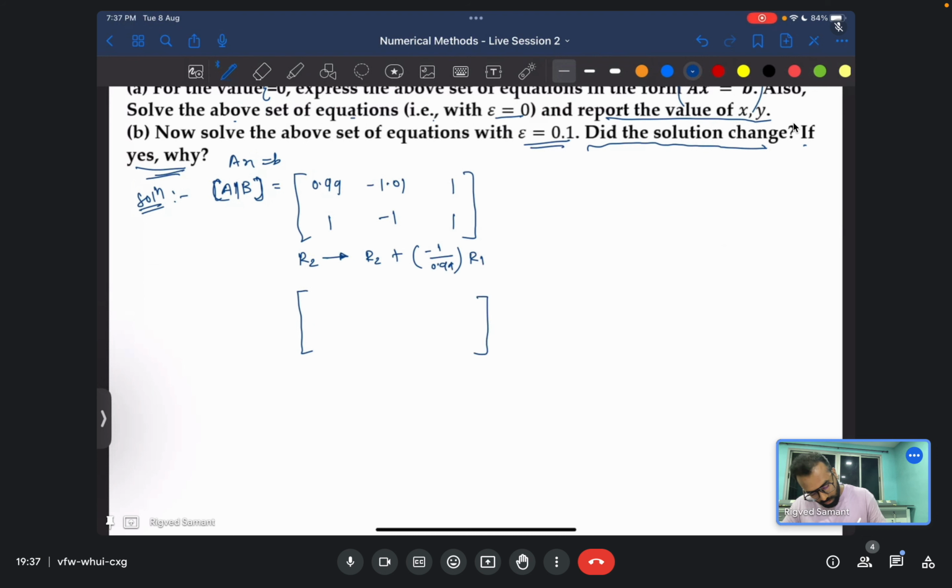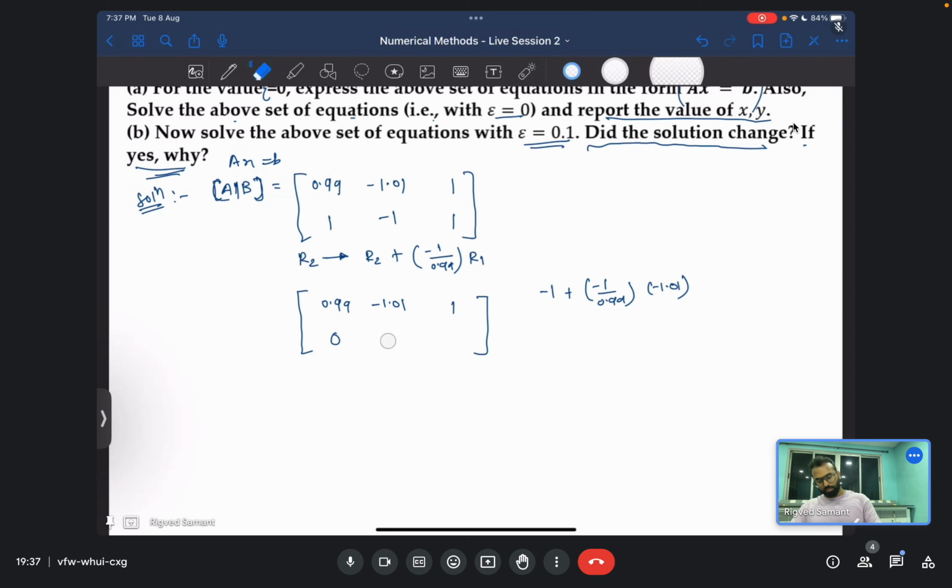So this row would be similar, this will become 0, we know that. So here what is it, minus 1 plus minus 1 divided by 0.99 into 1.01. Here the value would come to be 0.02. Summation, right? Then here 1 plus minus 1.09 into 1. So what value will come here? Minus 0.01.